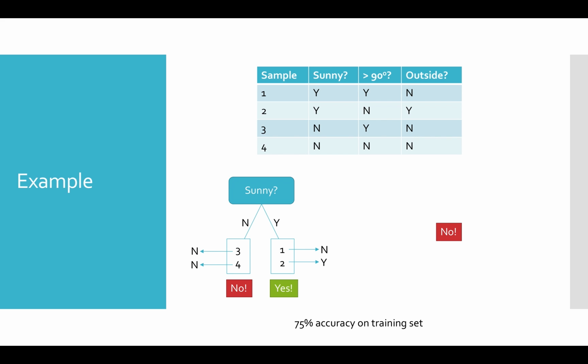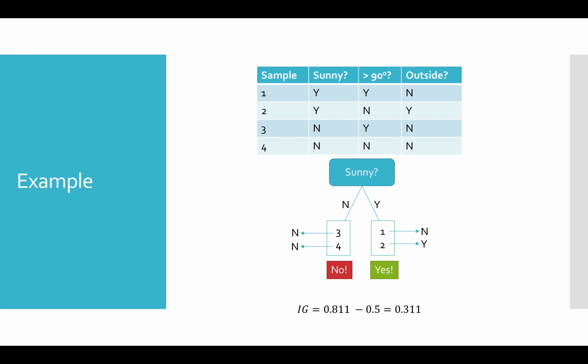Remember that when we were using accuracy, we split here, and it was no better than making no tree at all. So information gain works a little bit differently, and it'll actually help us build a better tree. Because our information gain was not the same as the entropy when we started, that means we still have things to learn, and so we want to keep going.